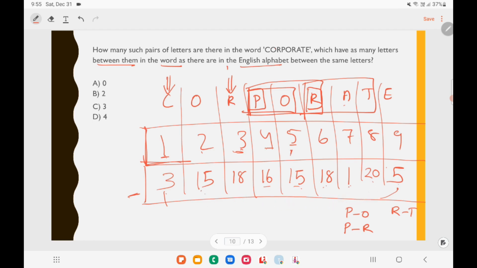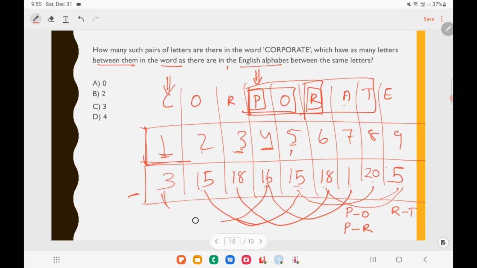Now you need to take C and P. Here 4 minus 1 is 3, so the difference should be 3. First take 3 and 16: difference is 13, so not a pair. 15 and 15: the difference is 0, not 3. 18 and 18: difference is 0, not 3. 16 and 1: difference is 15, not 3. 15 and 20: difference is 5, not 3. 18 and 5: difference is 13, not 3. So that's it, we don't have any pair.